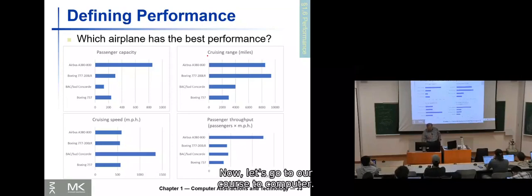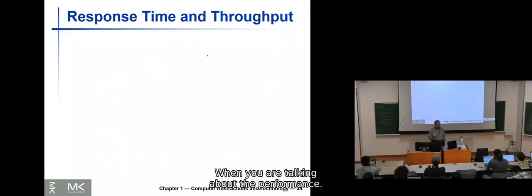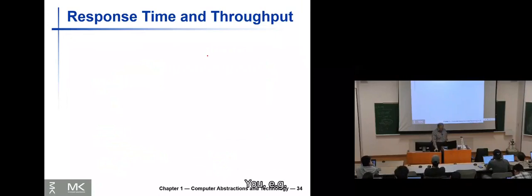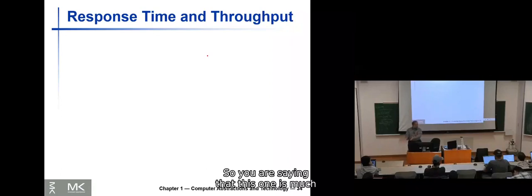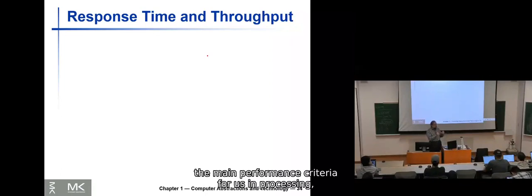Now, let's go to our course, to computer. When we are talking about the performance, as you mentioned, the time is very important. For example, you have written a MATLAB program here, or a Python program, and you run it, then it takes 2 hours to finish. The other processor executes that in maybe half an hour. So you are saying that this one is much better than the other one because it could have done my task very fast.